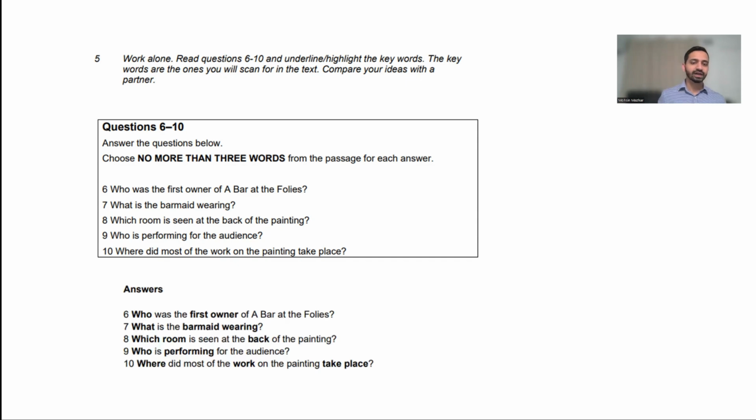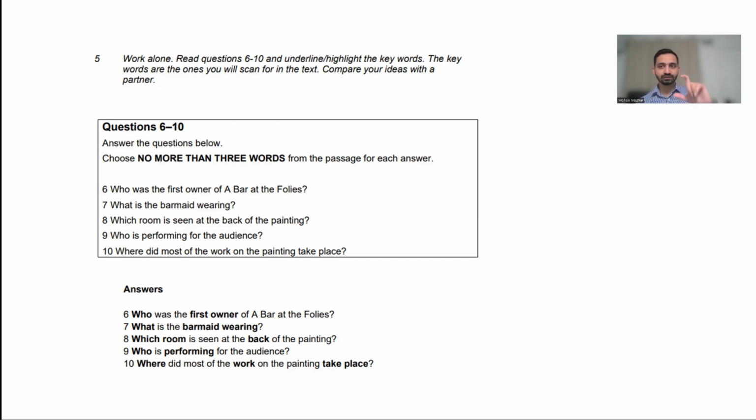All right, I hope you had a chance to look at the keywords. What are you looking for? You're looking for who, so you're looking for a person. First owner is the keyword, so you're looking for the first owner. In 7, what? You're looking for a thing, right? What the barmaid was wearing. Barmaid wearing, that is what you're looking for in your text.